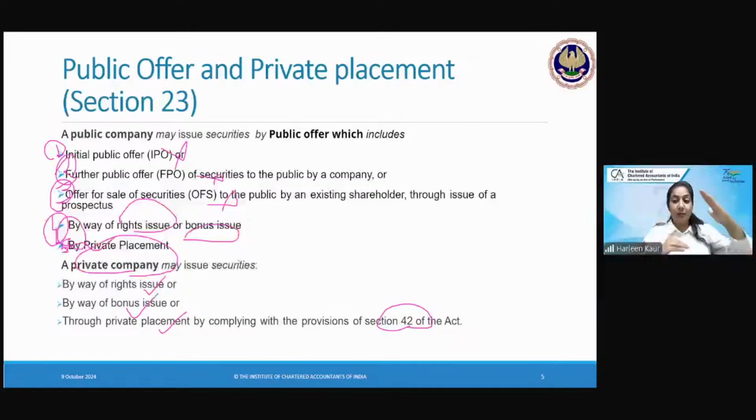Section 23 says public company, private company. A public company can raise money by IPO, FPO, OFS, rights issue, bonus issue, private placement. A private company can raise money by rights issue, bonus issue, and private placement. Is that clear? Yes, Mr. Sheikh, you wanted to ask something?